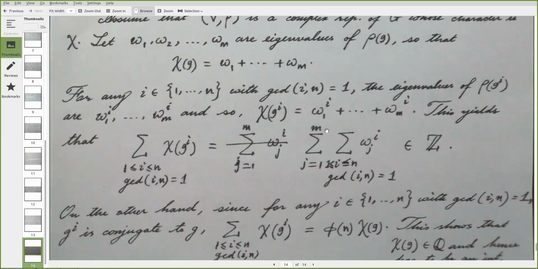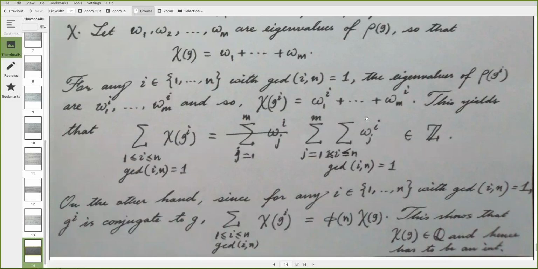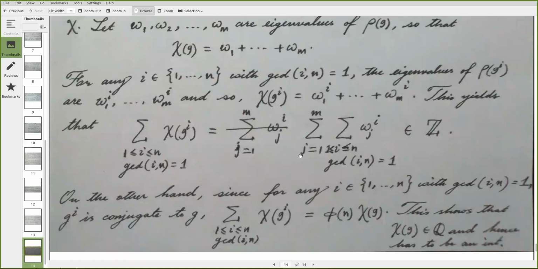Now, from the previous lemma, we know that this is an integer. So for each j, this is an integer, and therefore when we take the sum over j, that also happens to be an integer. Fine. So thus we get that this is an integer. Then what is this? We have already assumed that all g to the i such that i is co-prime to n are conjugate to g. So each summand on the left hand side is actually the same.